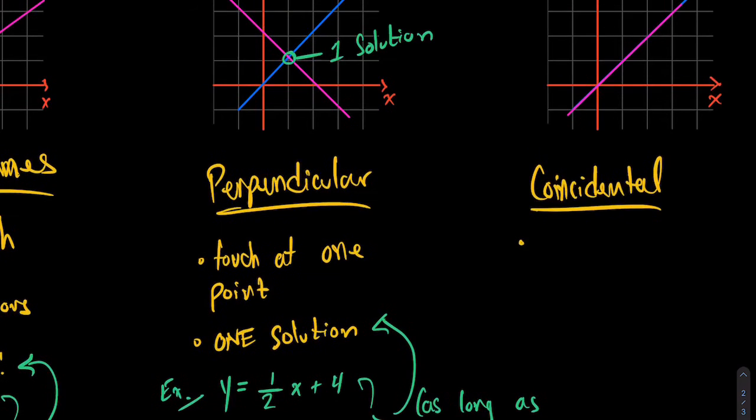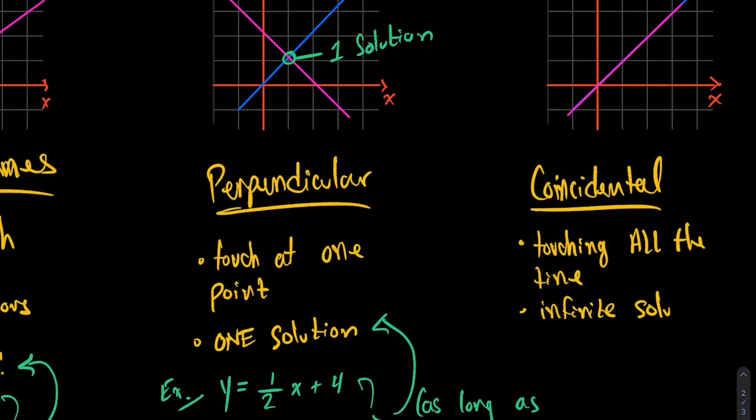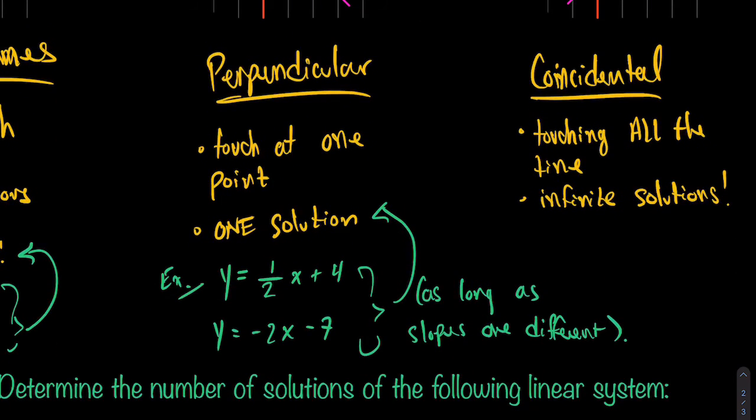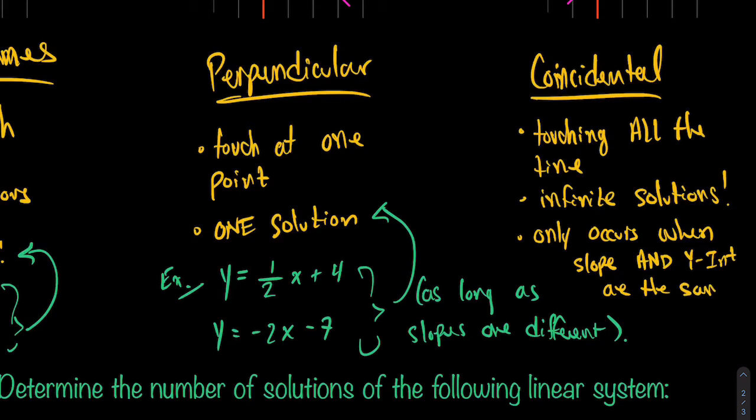And these ones, if you think about it, have an infinite amount of solutions, right? Because they're always crossing each other at every single point along the X and Y axis. So they're touching all the time. What we could say is they have infinite solutions. There is no end. And this only occurs when slope and y-intercept are the same. And we're going to look at an actual example of this. I'm going to talk you through it and we'll figure out what's going on here.